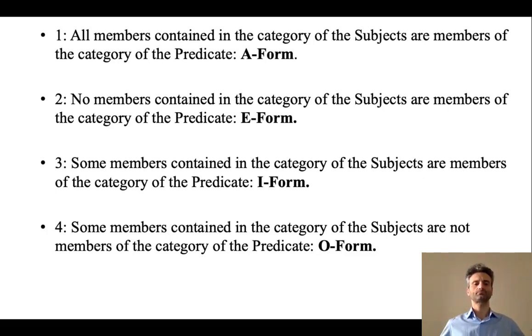Only some. And the fourth and last categorical form is the O form, which states that some members of the class of blonde people are not members of the class of beautiful things, assuming that we're using blonde people and beautiful things as an example. So these four classes can be represented by using Venn diagrams.